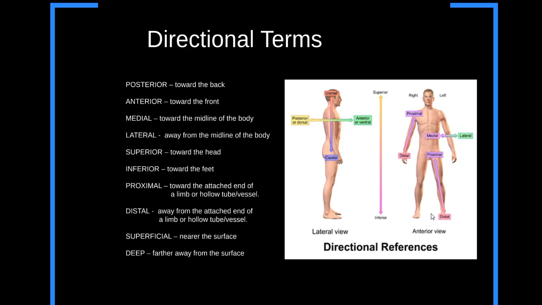If we went back inside the torso, we might look at the location of the heart, and we'd talk about the heart being medial to the lungs, because the lungs, of course, surround it on both sides. The lungs themselves would be lateral to the heart.